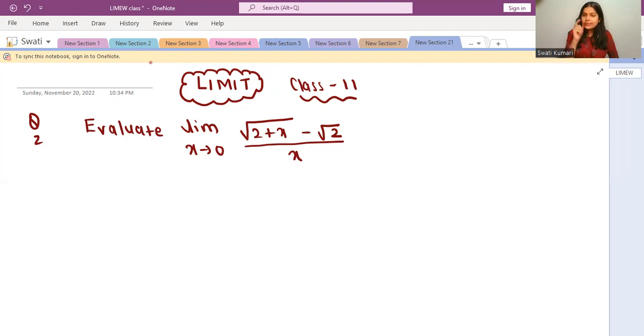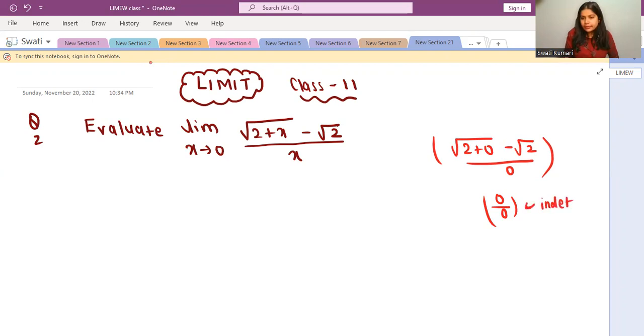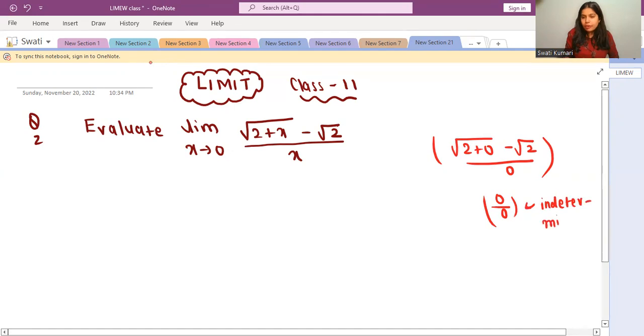Here, we can solve this question by directly putting the value of the limit. But as you can see, if you put the value of x, which is 0, this becomes root 2 plus 0 minus root 2, upon 0. Root 2 plus 0 is root 2, and root 2 minus root 2 is 0. We are getting 0 upon 0 form. Do you know that this is indeterminate form? Whenever we get indeterminate form by putting the value of the limit, we cannot directly put the value of the limit. We have to do something.